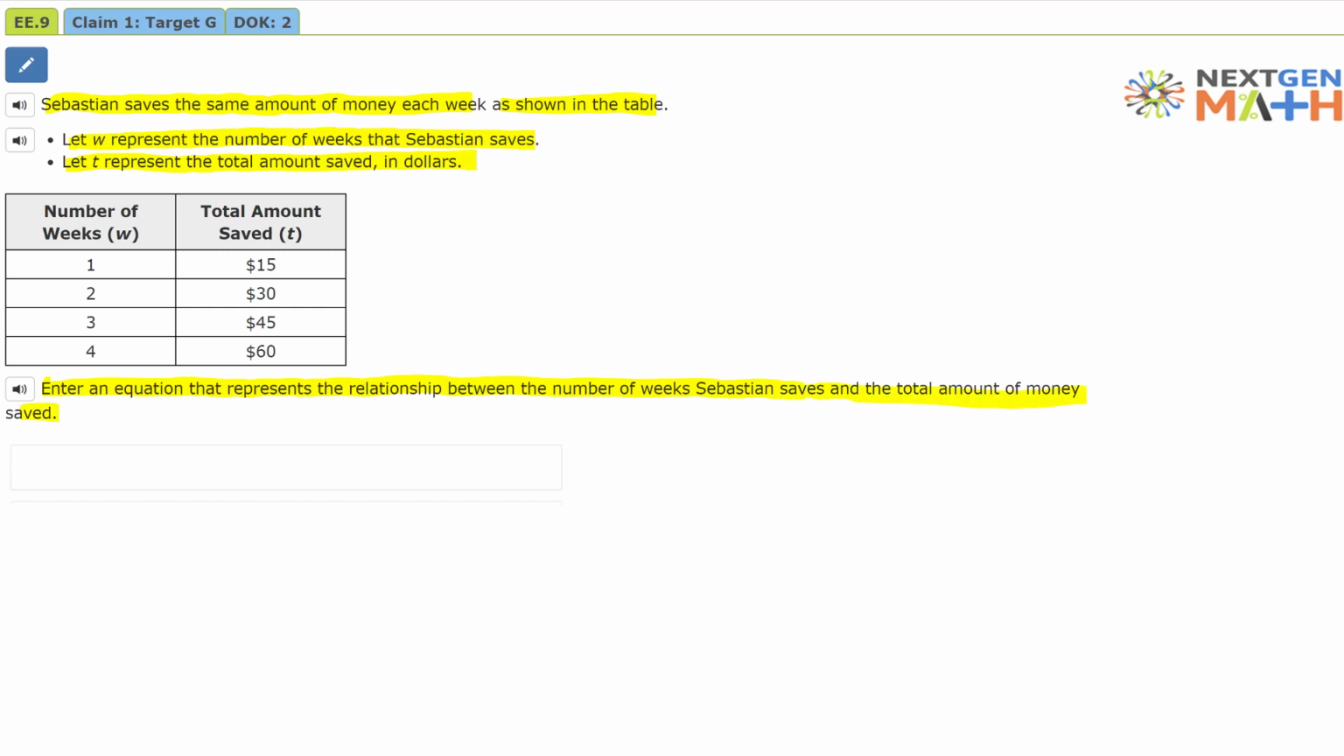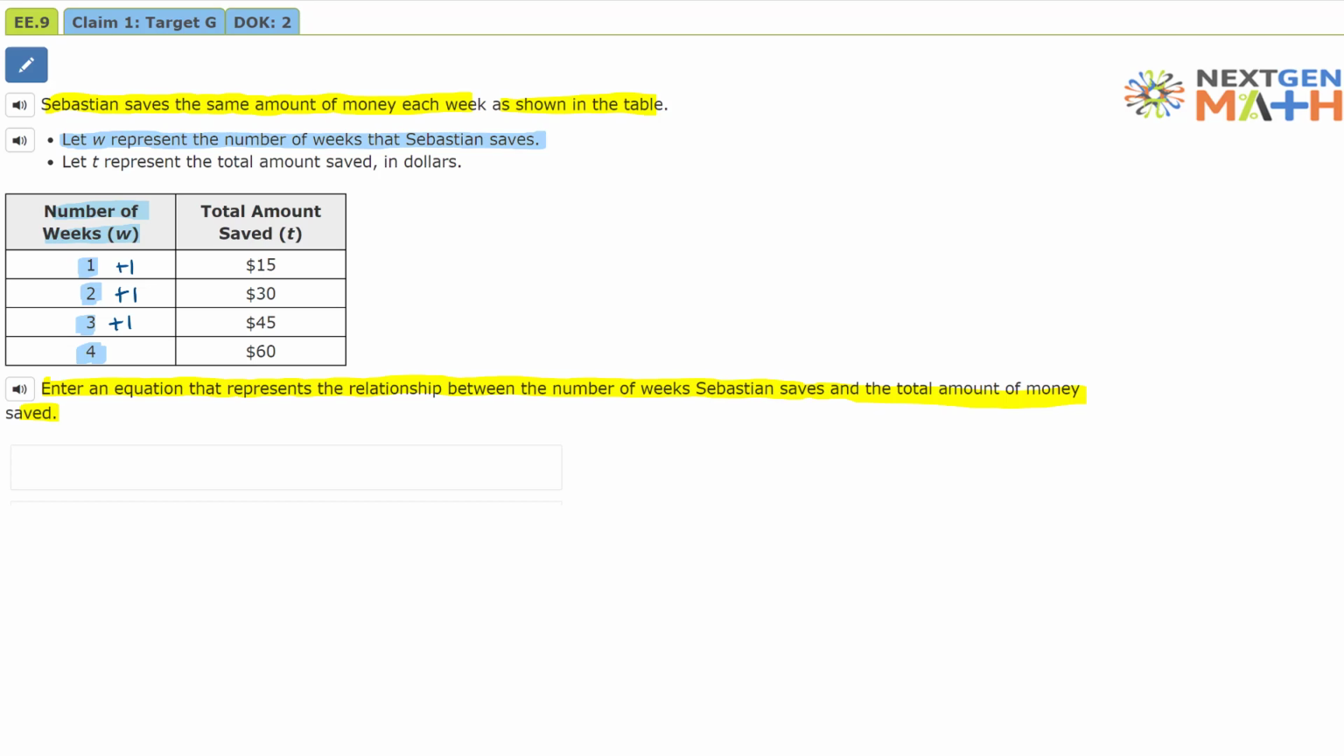saved. So let's go ahead and take a look at this problem, and we're going to focus on those couple bullet points. Let's focus on the first bullet point. It says let W represent the number of weeks that Sebastian saves. So here's the number of weeks, and notice what's happening. It goes from 1 to 2 to 3 to 4. So we know that there's always an increase. It's increasing by 1 as we go down. You keep on adding 1, and you get the next number.